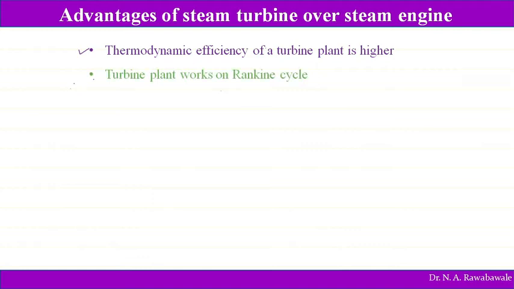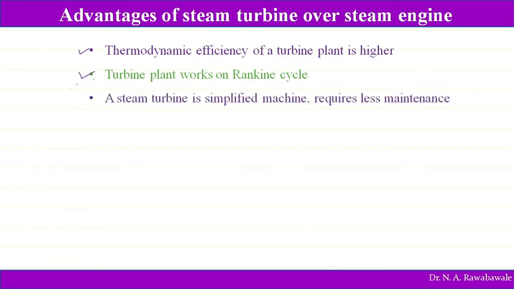And second, the turbine plant works on the Rankine cycle, whereas the steam engine works on the modified Rankine cycle. In case of the modified Rankine cycle, we are going to lose some part of the heat energy which is not converted into mechanical work, because that part of heat energy we leave as it is insufficient to overcome the friction in a steam engine. But in case of a turbine plant, it works on the pure Rankine cycle and the maximum amount of heat energy can be extracted in the turbine. Then, the steam turbine is a simplified machine and requires less maintenance.